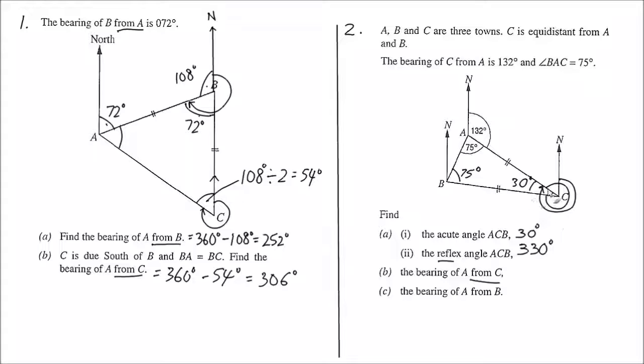Now how to find this angle? We can first find this angle here. This angle can be found because this and this are interior angles. It means they are supplementary. When added together, the sum is 180 degrees. So we take 180 less this angle will give us the angle here, 48 degrees. If this is 48, 360 less 48 will give us the bearing of A from C.